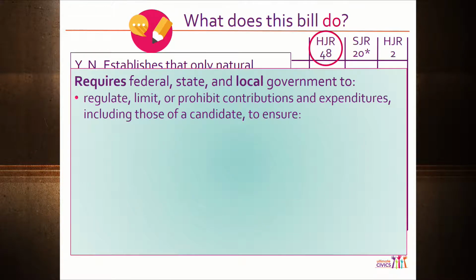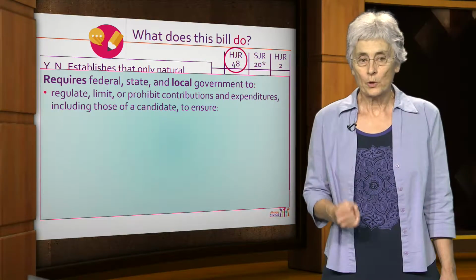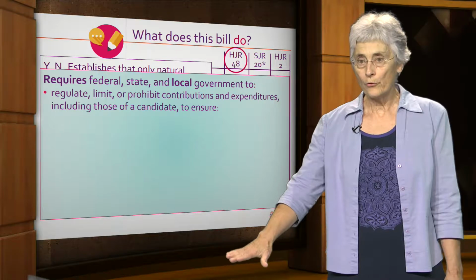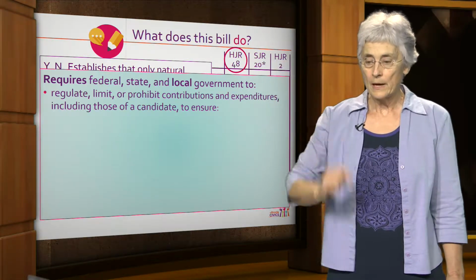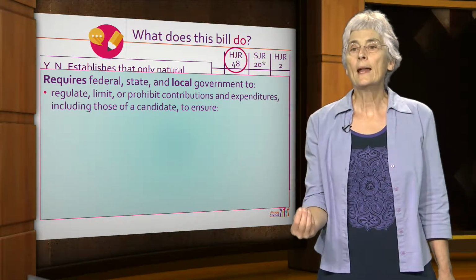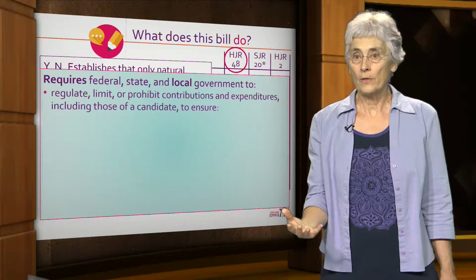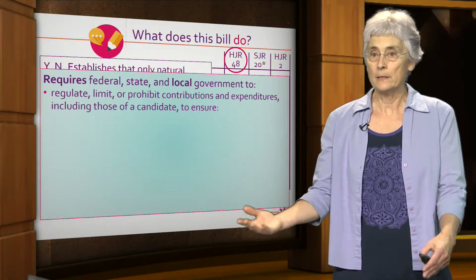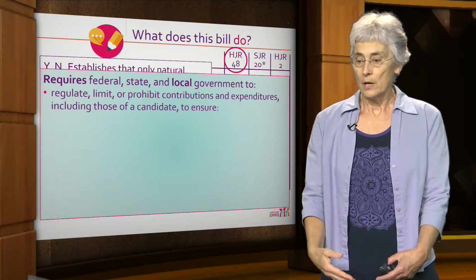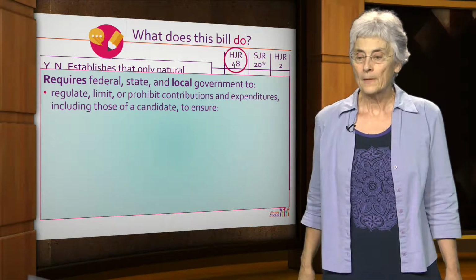It does require. Right off the bat, it says requires federal, state, and local governments to regulate, limit, or prohibit contributions and expenditures, including those of a candidate. That's pretty strong language. It's requiring it straight down all from federal to local government, and it's including a candidate, the wealthy individual that now has unlimited power to spend money or to contribute, to give.